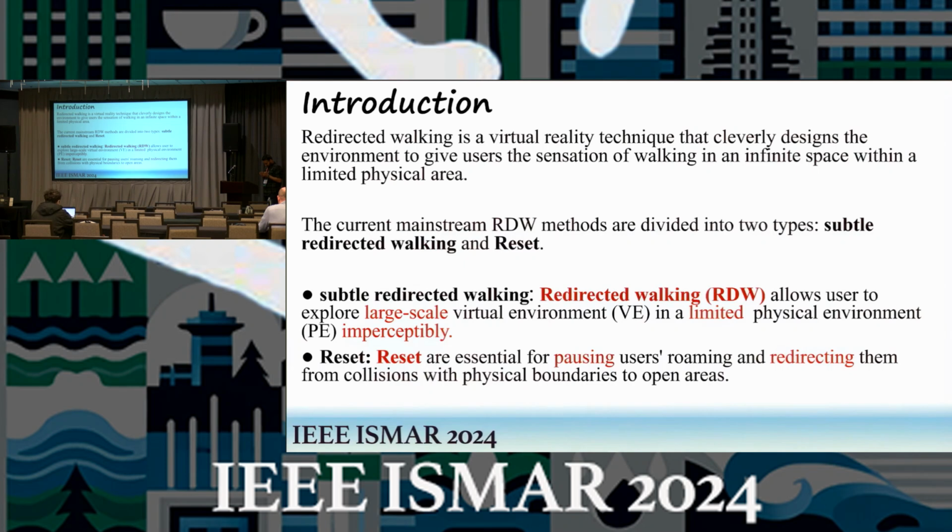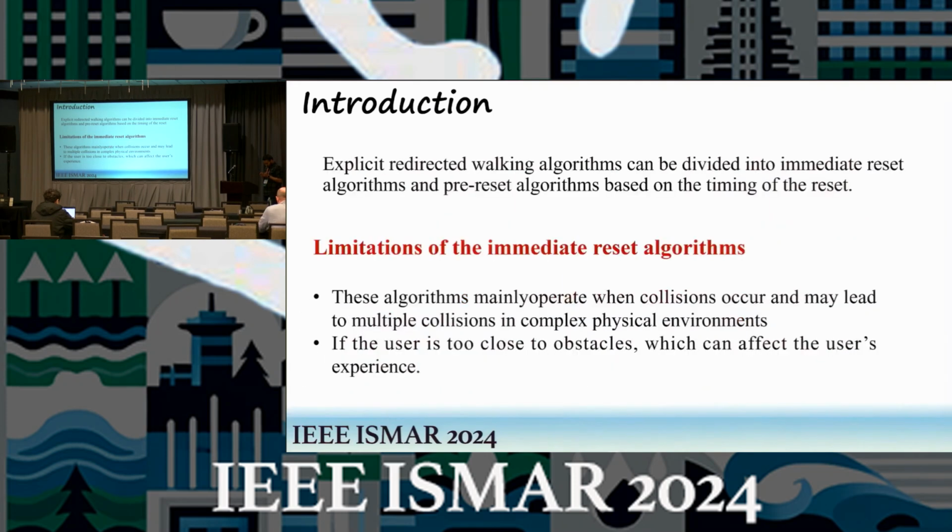The current mainstream RDW methods are divided into two types: subtle redirection and reset. Subtle redirection allows users to explore large-scale virtual environments in a limited physical environment imperceptibly. Resets are intended for guiding users' roaming and redirecting them from areas with physical boundaries to open areas. Reset methods can be divided into immediate reset and pre-reset based on the timing of the reset.